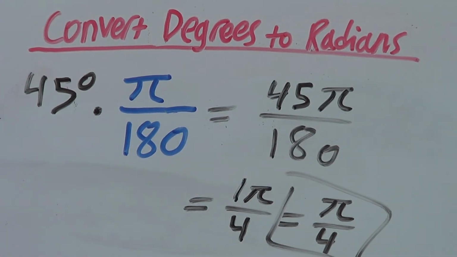And that's how you convert degrees to radians. I'll now show you why this works in case you're curious, and I encourage you to stick around for the rest of this video.